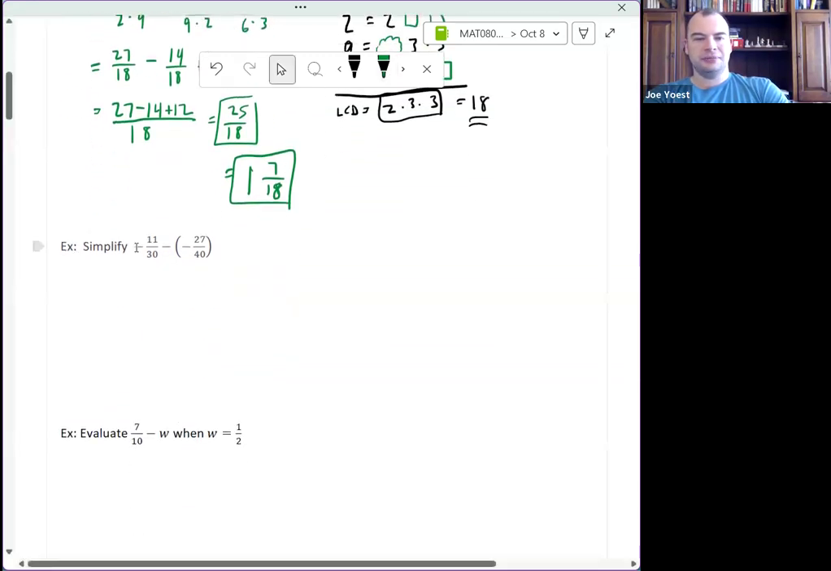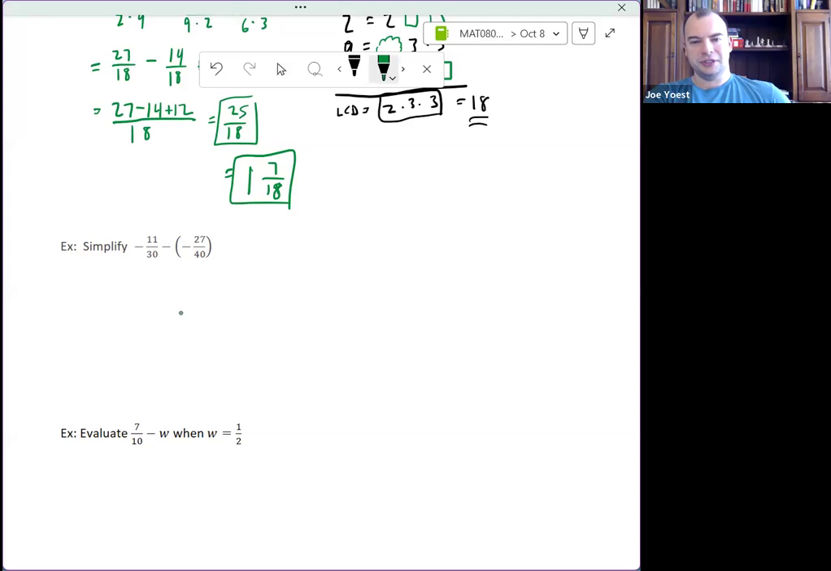If I look at this next problem, negative 11/30 minus negative 27/40, maybe the first thing I'll do is resolve these two negatives. I'll make it a plus 27/40. Okay, that makes it a little simpler to deal with. I just have the sum of two fractions now.